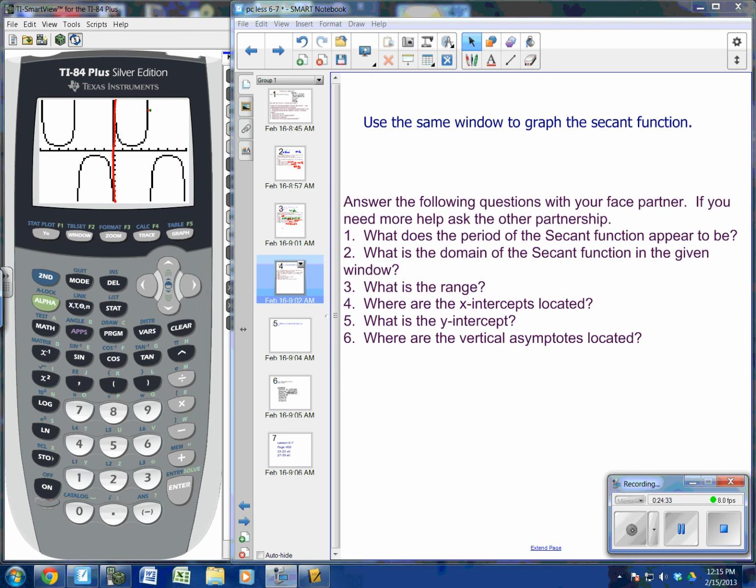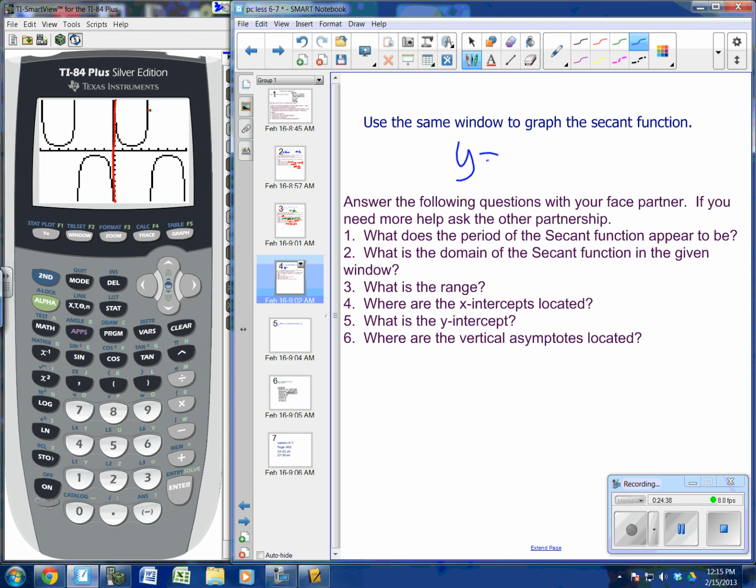Okay, you guys, first of all, how do you put it in your calculator? Y equals what? One over the cosine of x. Okay. Answer question 1. What is the period? 2 pi. Everybody got that? What is the domain?